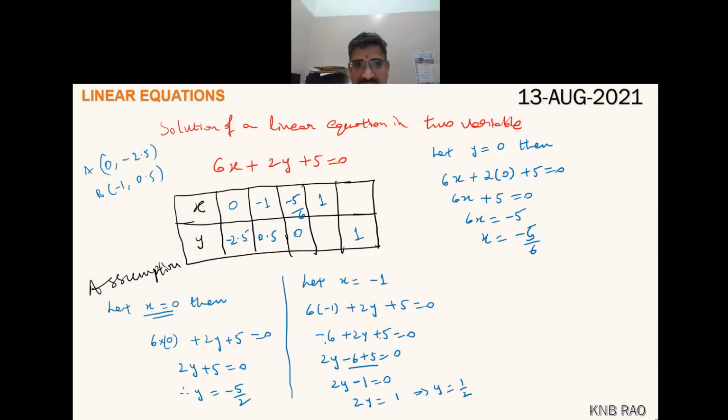Sir, y is equal to minus 11 by 2. Yeah, exactly. Super. Minus 11 by 2 is the right answer. Sir, when y equals 1, then x is equal to minus 7 by 6. Correct? Yes, sir.